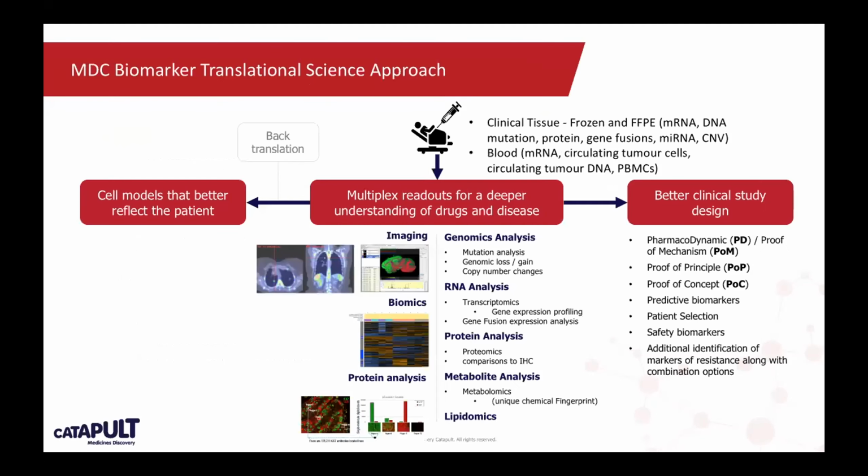Within the Medicines Discovery Catapult, we have a translational science approach where we can build deeper understanding of the disease and the drugs that have an impact on that disease using multimodal technologies. So we can look at things like transcriptomics, proteomics, and metabolomics, and really understand the way that the disease is and how drugs have an impact on that. And we look at that in clinical tissue, so we look at frozen and FFPE tissue and also circulating markers in blood.